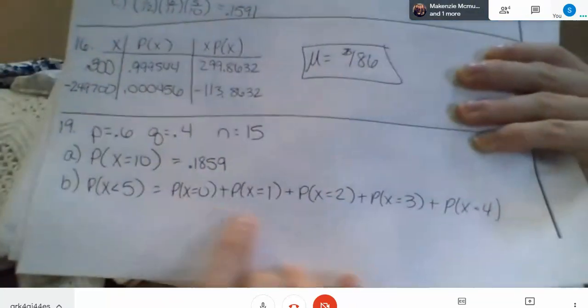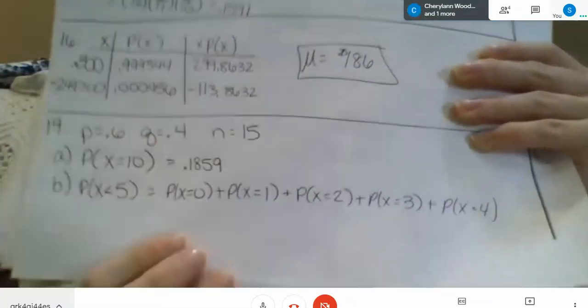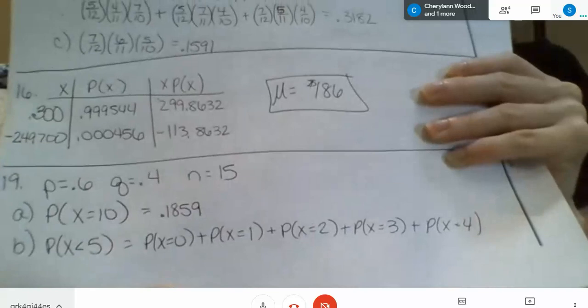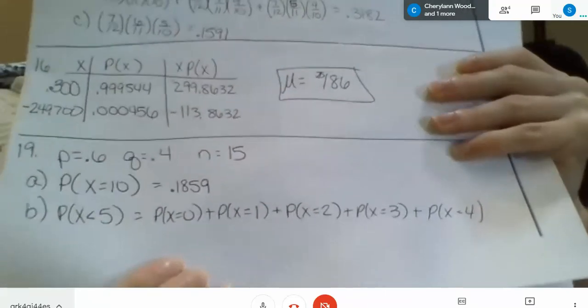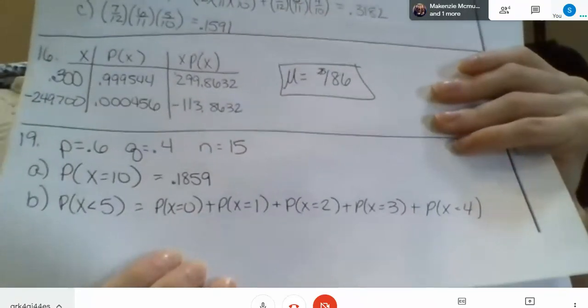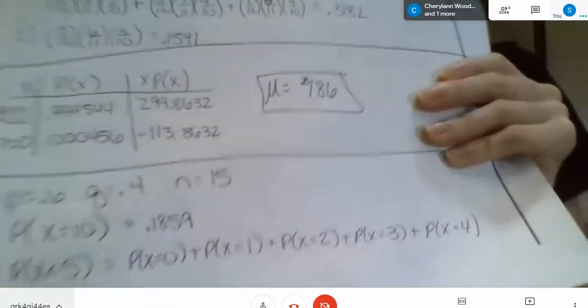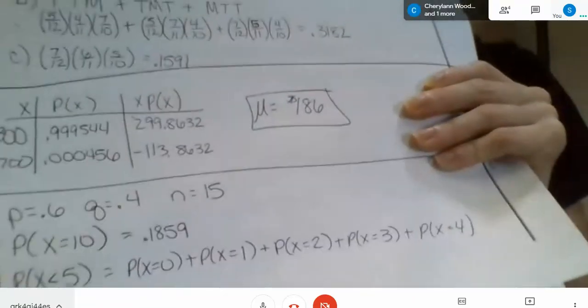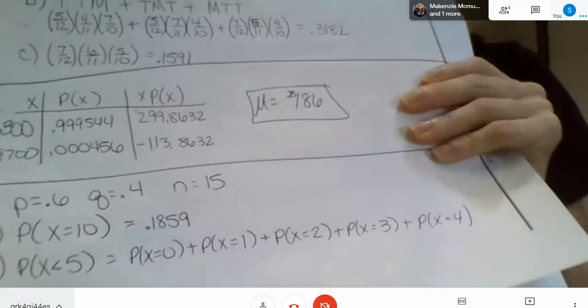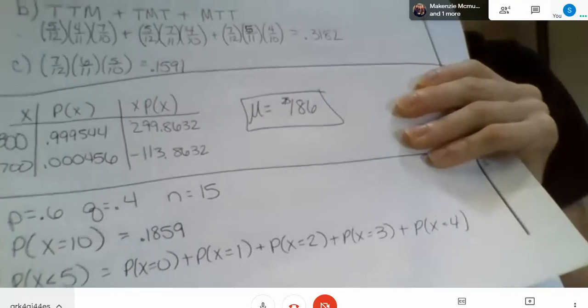So you're just going to go to your table and find all of those and add them together. On the test, please don't just give me the final answer. Write down the things you're adding together. So when I go to my 0.6, for 0 and 1, you notice those probabilities are just 0 plus. That just means it's a super small positive number, so we don't have to worry about those.